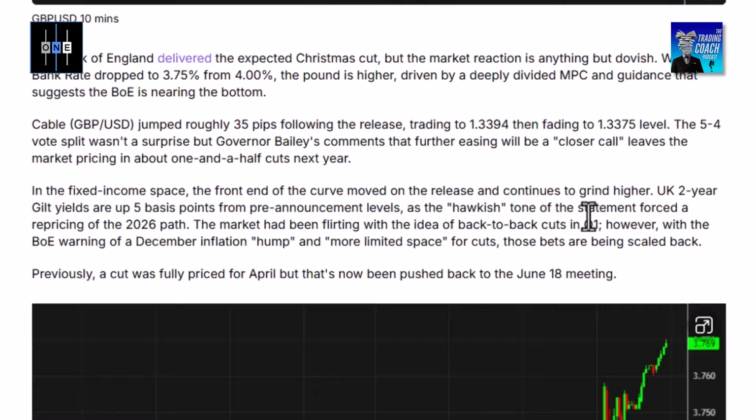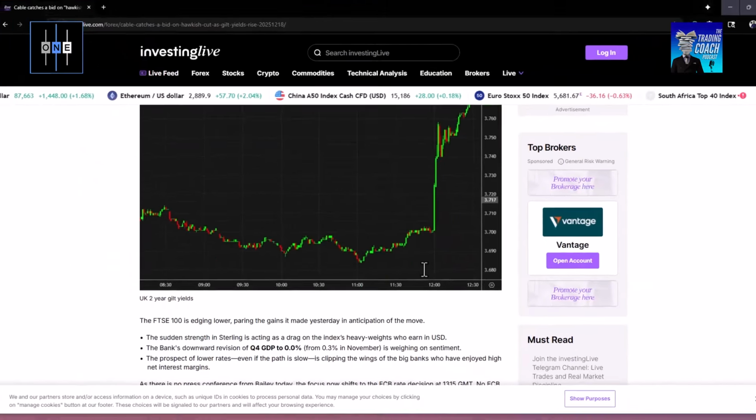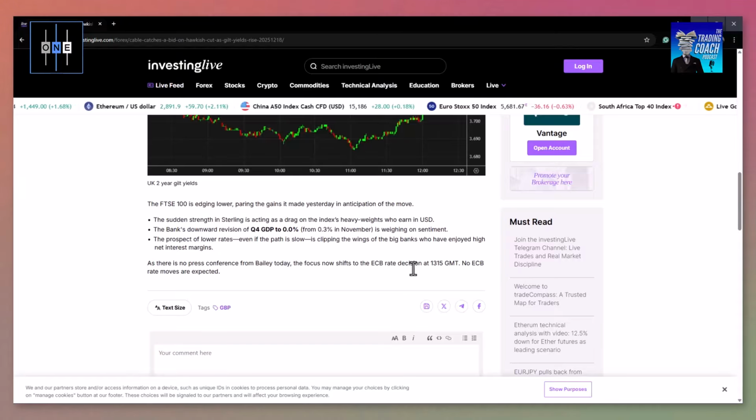The hawkish tone of the statement forced a repricing for the 2026 path. The market had been flirting with the idea of back-to-back cuts in Q1. However, the Bank of England warning of a December inflation hump and more limited space for cuts, those bets are being scaled back. Previously, a cut was fully priced in for April, but now that's been pushed back to the June 18th meeting. So stuff like that right there.